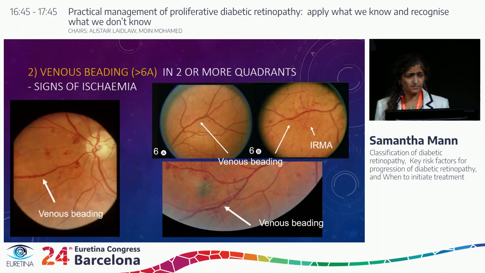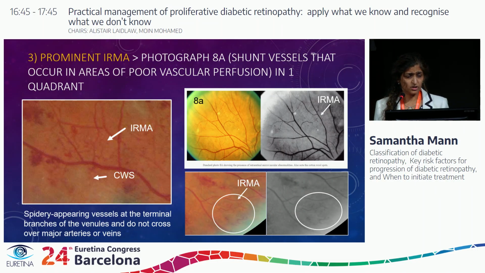So this is an example of venous beading. If you see this level of venous beading in 2 or more quadrants of the eye, then you're going to diagnose severe non-proliferative. Don't forget the veins are very vulnerable in ischemia, and it's ischemia that causes this appearance, almost like sausages on a string. And it's important to remember that these can appear in the eye and can be a significant level of ischemia.